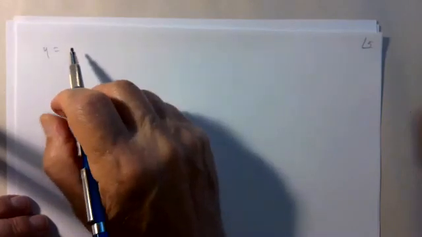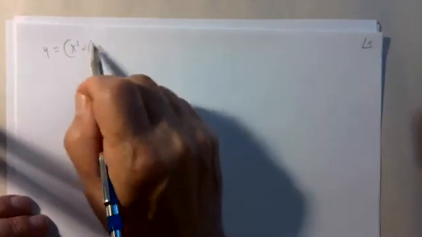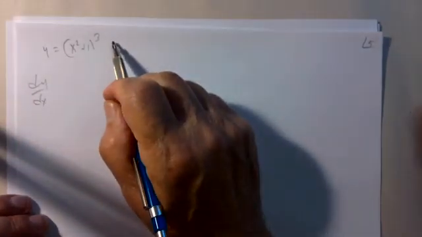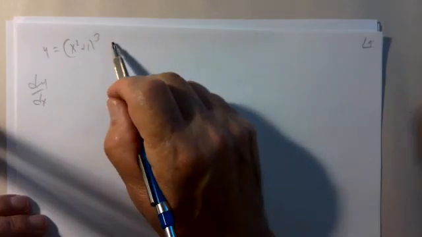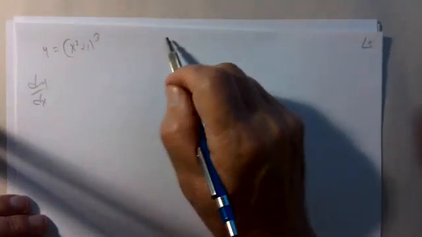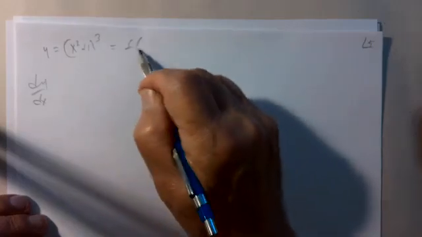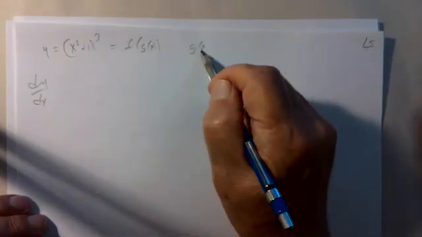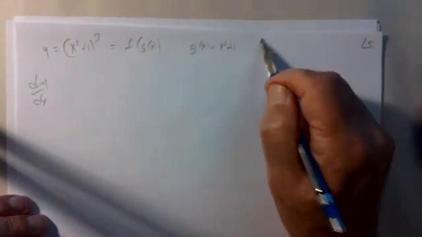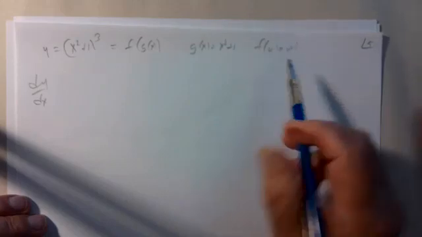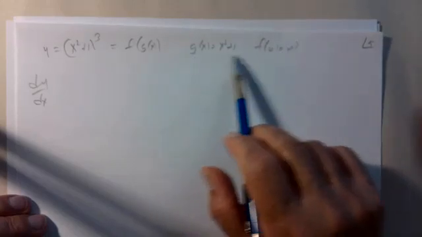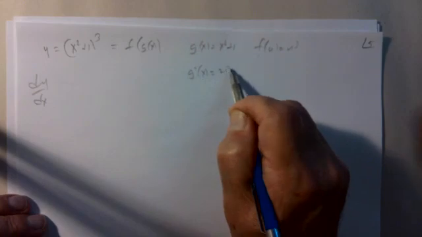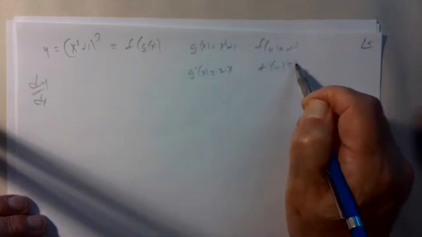Suppose y is x squared plus 1, cubed, and you want to find dy dx. So you can think of this as a composite function. This is f of g of x, where g of x would be x squared plus 1, and f of u would be u cubed. Because when you compose f of g of x, that's x squared plus 1, cubed. g prime of x is 2x, and f prime of u is 3u squared.